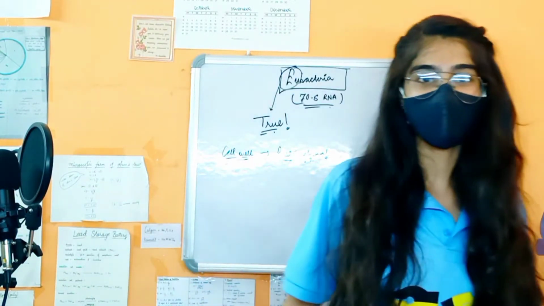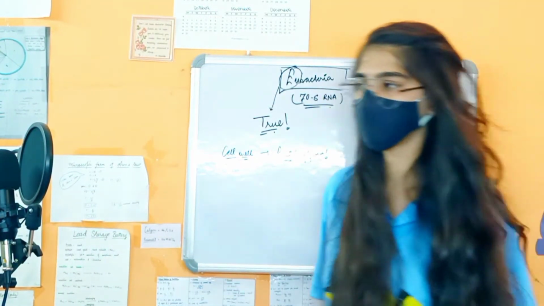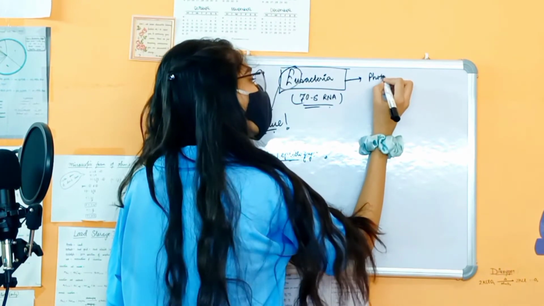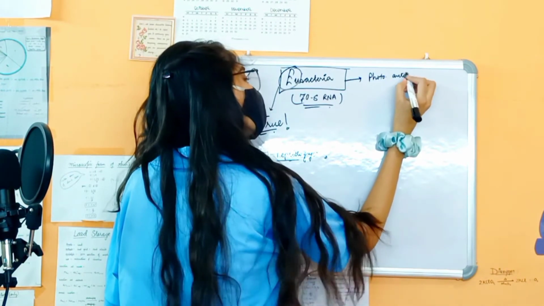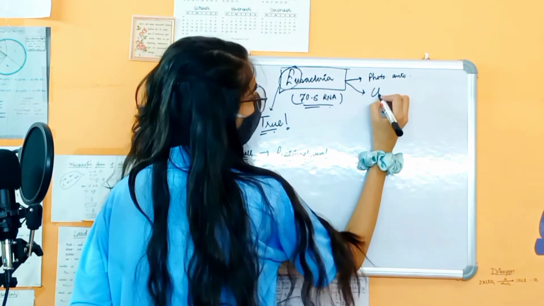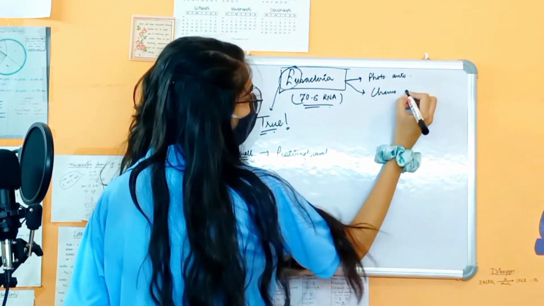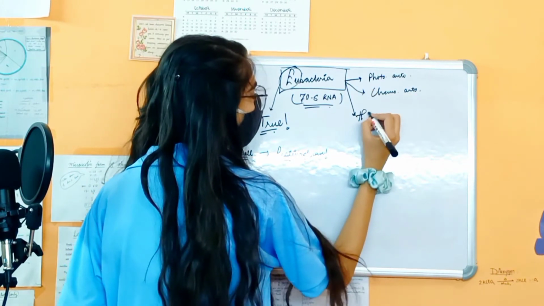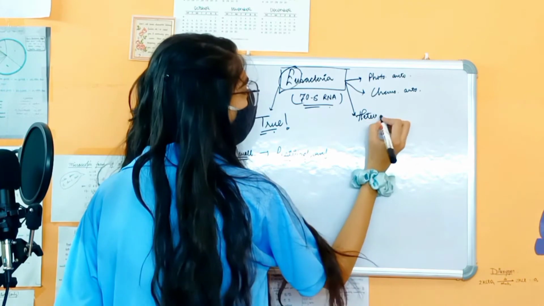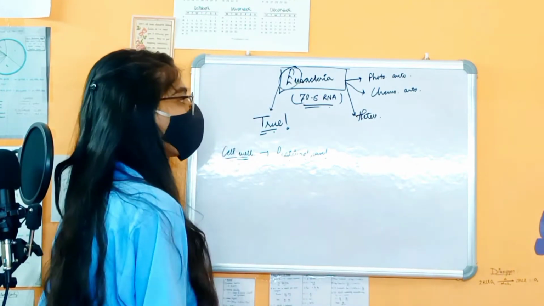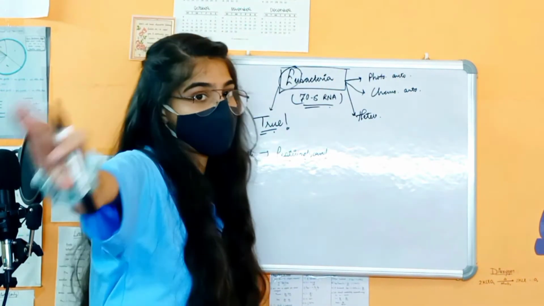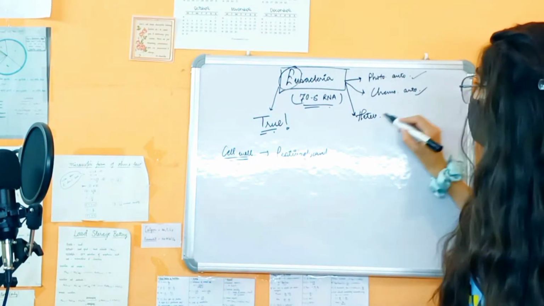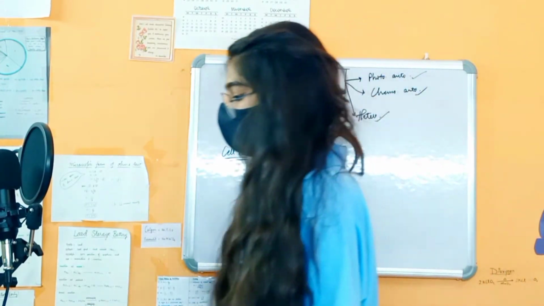And without wasting any time, let's jump into the examples of eubacteria. Eubacteria can be photosynthetic autotrophs, chemosynthetic autotrophs, or heterotrophs. These are all bacteria, and they are present everywhere. So photosynthetic, chemosynthetic, heterotrophs. Let's see it in detail.